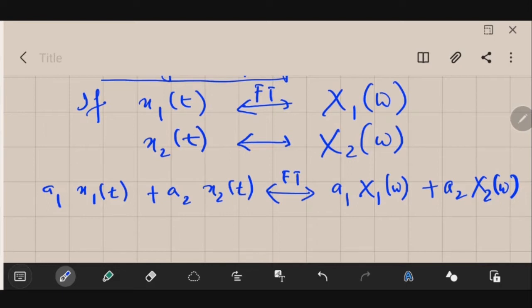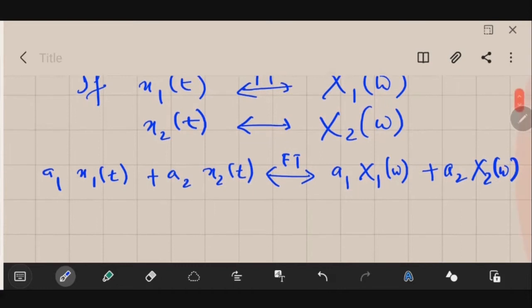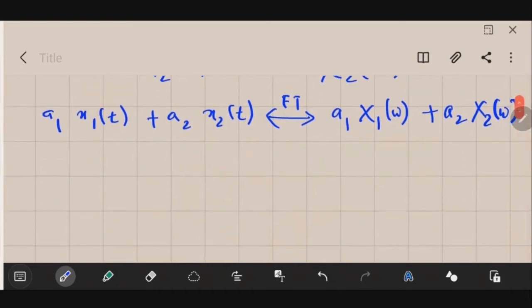Okay, so this is the first property. I leave the proof to you. You could easily do it. You could find the Fourier transform of one function, then the other function, and then simply add them. It's a very simple property.